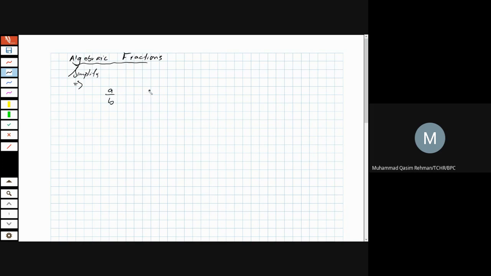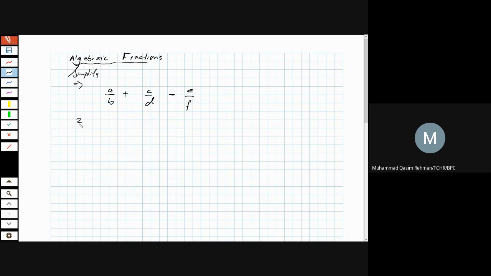But in this algebraic fraction topic, we will be having multiple fractions of algebra. A, B, C, D, E, and F are any random algebraic expressions, and we will be adding or subtracting them. So this is what we are going to learn today.